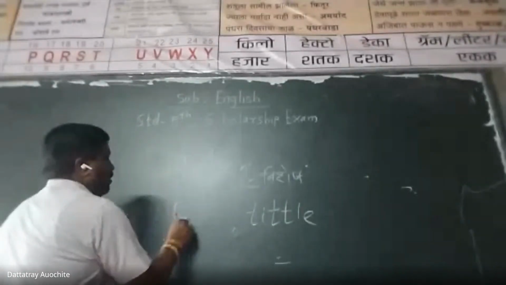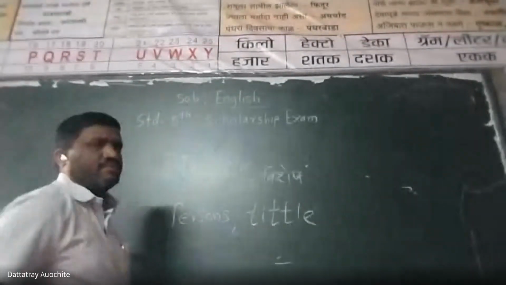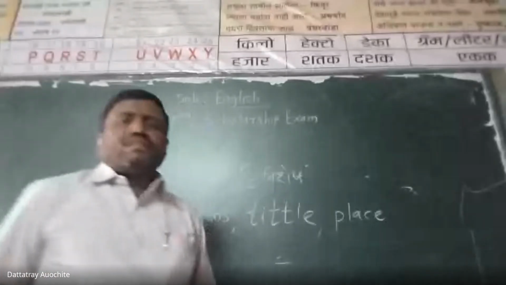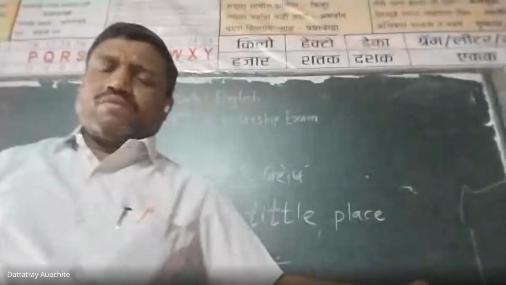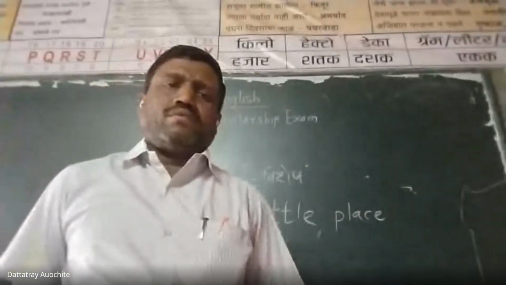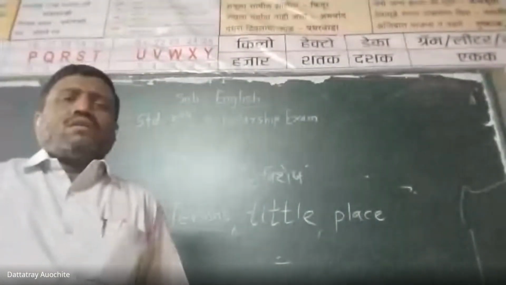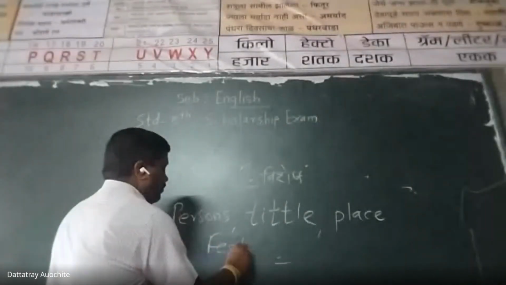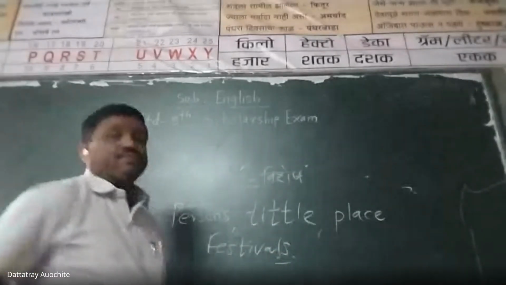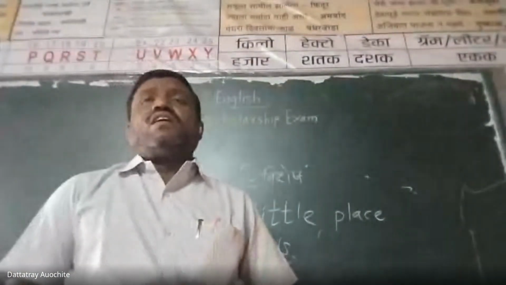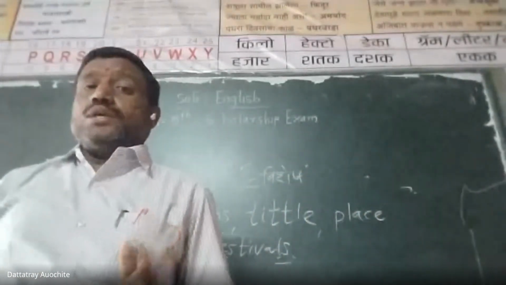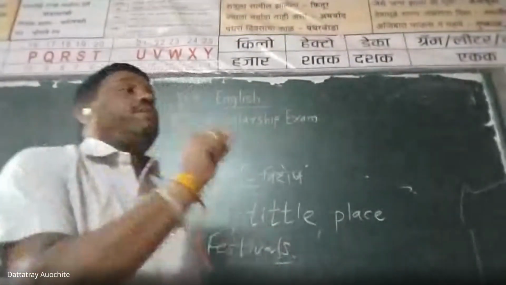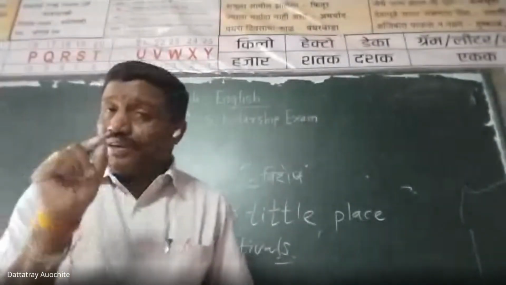Titles, names of persons, names of places. This is already given in the definition of proper noun. You might have learned that in that topic. Names of festivals, names of months, names of days, all these names, if you want to use them in sentences, should begin with a capital letter only.